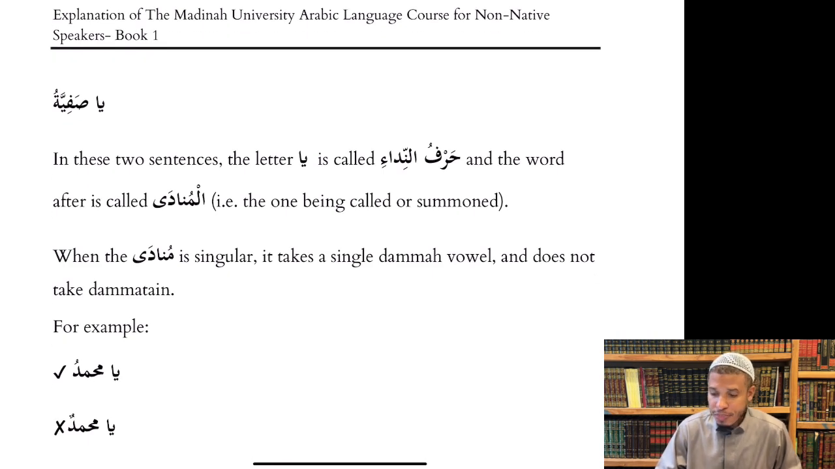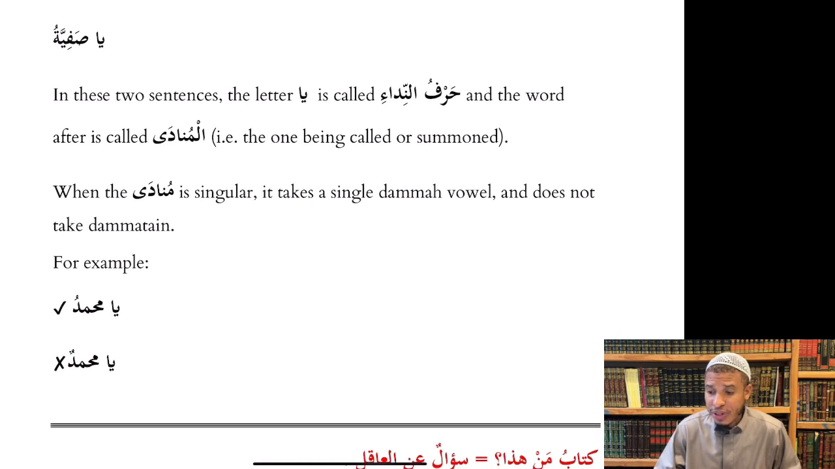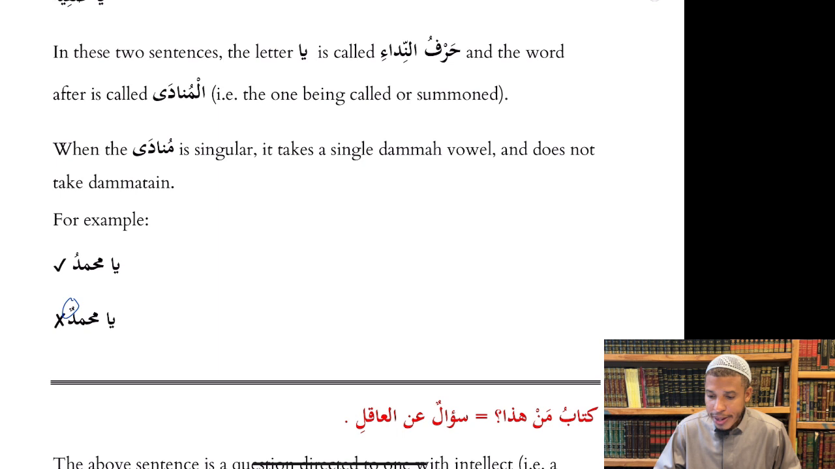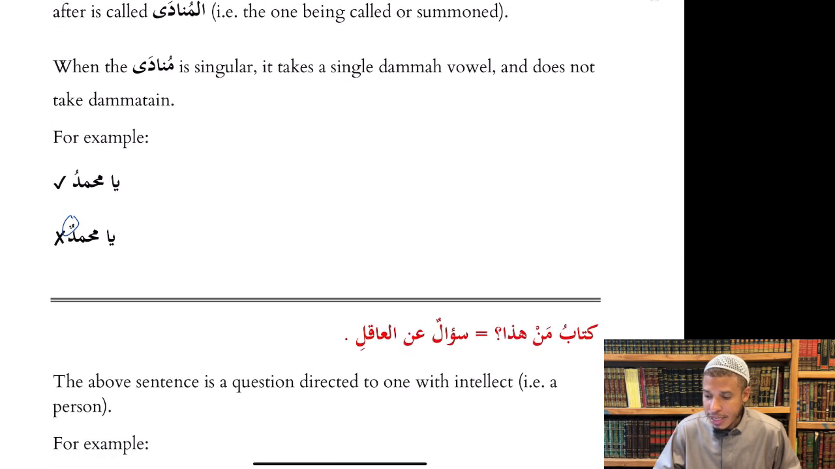So what's the principle here? When the munada is singular, when it's mufrad, it takes a single dhamma and does not take dhammatan or dhammateen. So for example, Ya Muhammadu. We don't say Ya Muhammadun. We won't write Ya Muhammadun with a tanween. So this is incorrect. Alright. Ya Khalidu. We won't say Ya Khalidun. Ya Abbasu. We won't say Ya Abbasun. So this is the principle. When the munada is singular, it takes a single dhamma and does not take dhammateen.